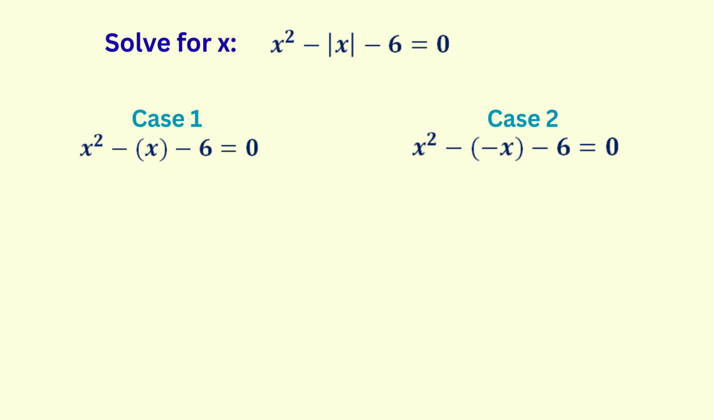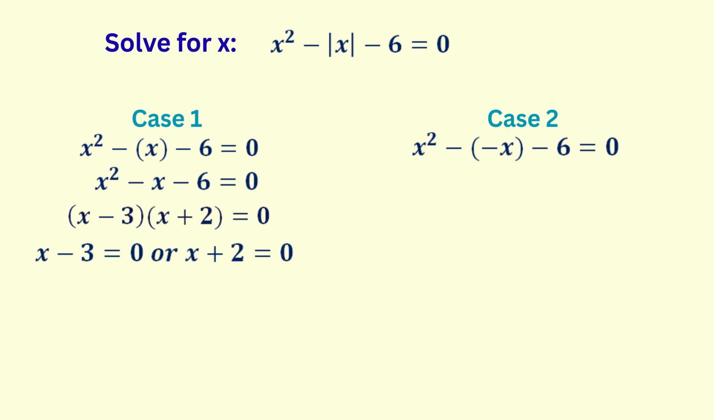In the first equation, we can just remove the brackets to get x squared minus x minus 6 equals 0. This can be easily factored as x minus 3 into x plus 2 equals 0. Now equate each factor to 0 and solve to get x equals 3 and x equals -2.